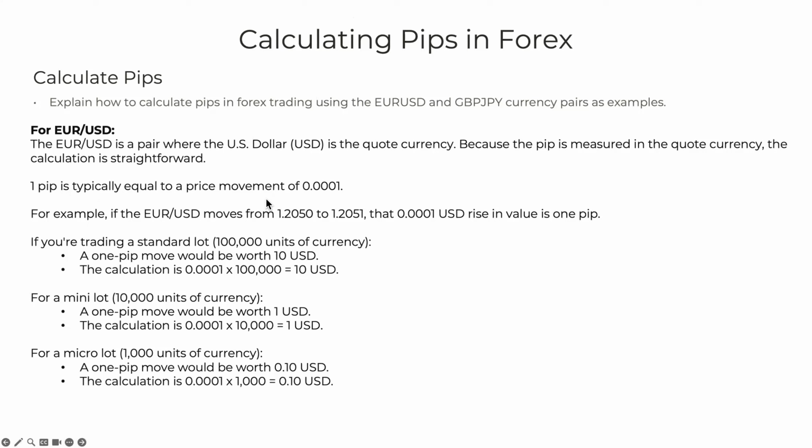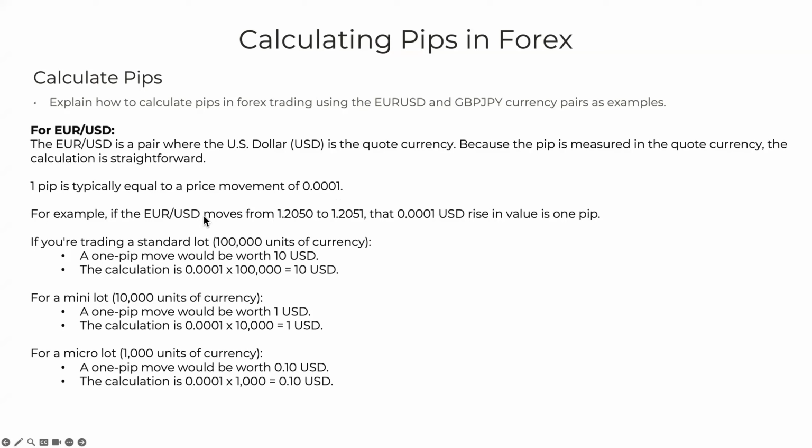Now if we were doing a mini, which is 10,000 units of currency, we would take 10,000 units, that's what we're moving when we do a mini, times the pip movement, which is only 1 pip, times 0.0001, and that equals 1. So that gives us our $1 per pip. This is how we actually find the number that we're working with.